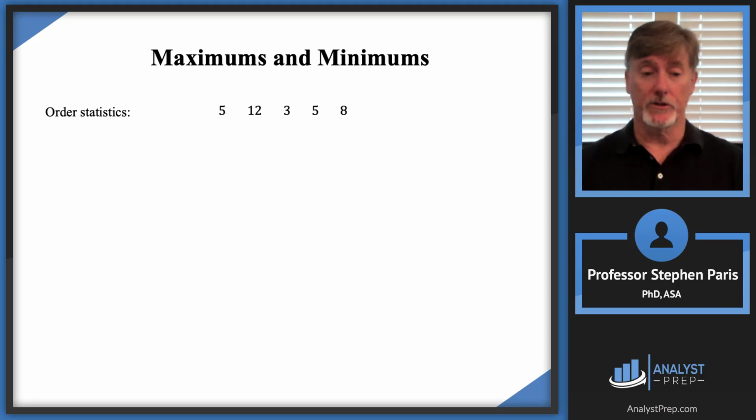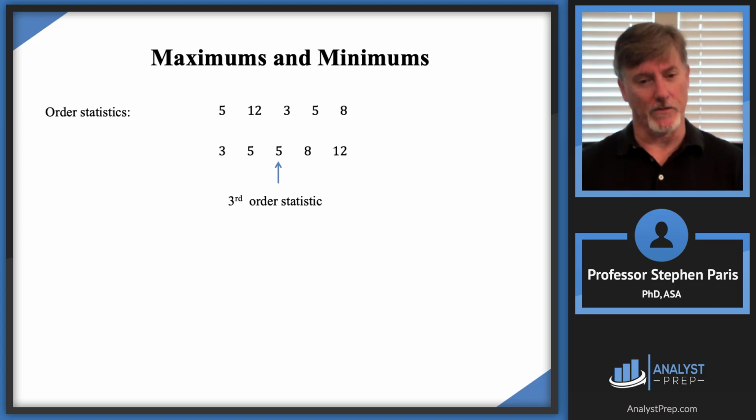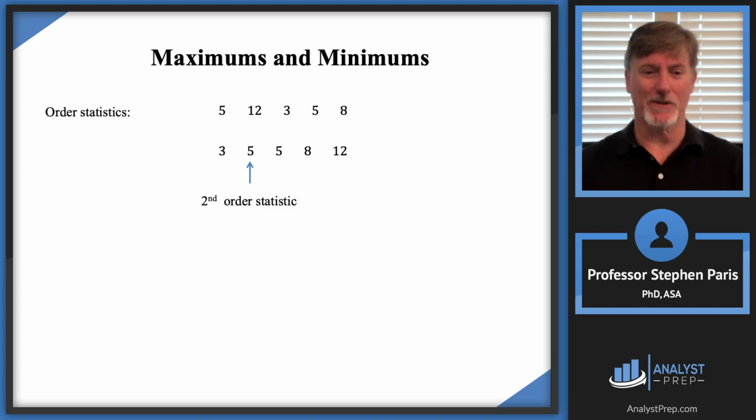Well, the first thing we do when we're talking about order statistics is reorder the values in increasing order. So I'll just rewrite the values in increasing order. I get 3, 5, 5, 8, and 12, the same values, just in increasing order. Then the first number there, 3, is the first order statistic. The second number is the second order statistic, the third is the third, and so forth. Of course I have the fourth and the fifth order statistics.